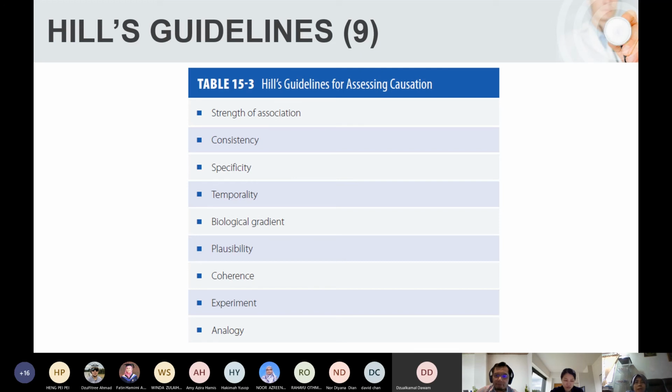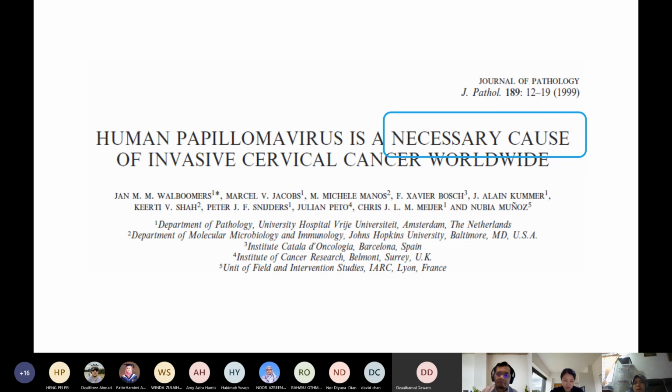Okay, example. Okay, strength of association, consistency, so on sampailah 9. Example. This is a very old paper, but this is an achievement in epidemiology. HPV virus is a necessary cause. So we heard just now about necessary cause in the causal pie, which is necessary to present for any sufficient cause, part of sufficient cause in an invasive cervical cancer.